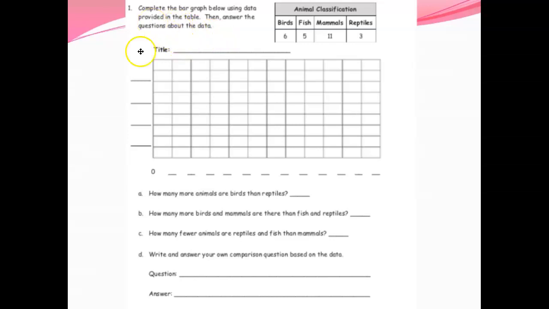All right, so here's the bar graph problem. It says, complete the bar graph below using the data provided in the table, then answer the questions. So here's your table. Something I noticed yesterday was not everyone created their key and wrote the title, so please be careful. Make sure you write your title today, animal classification. Make sure you write your categories and make sure you create your scale. Remember the scale today is 1, so you should just be counting by 1s on the bottom here. So you're going to create your graph using this data and then answer the questions about it.